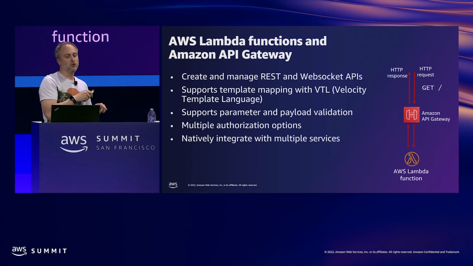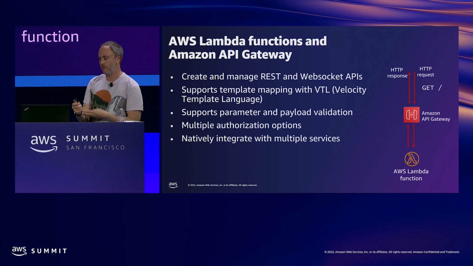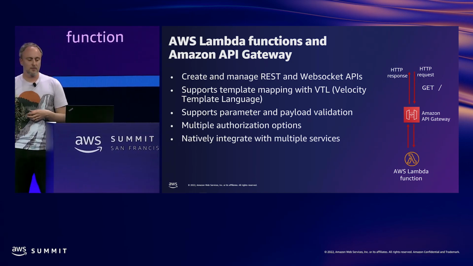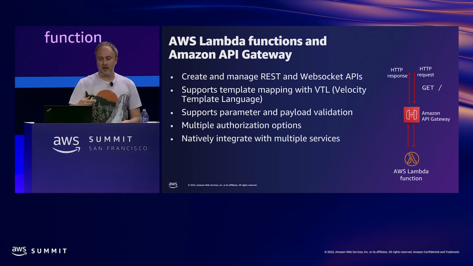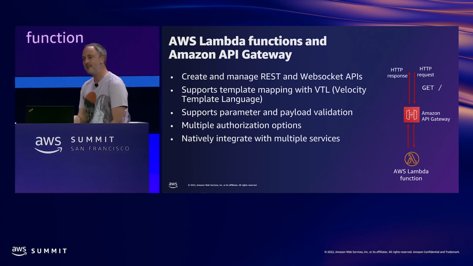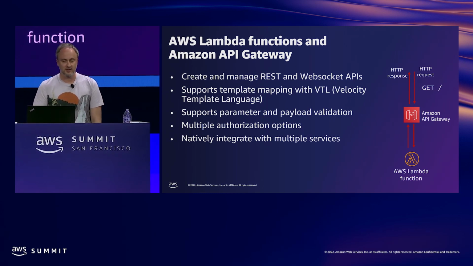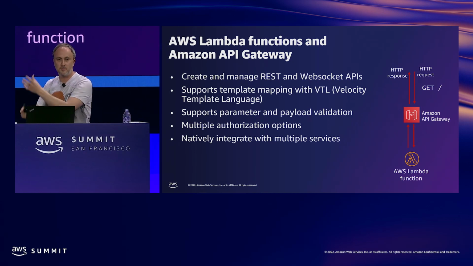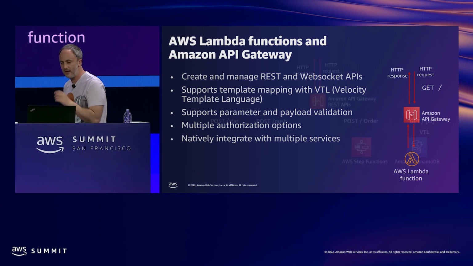Now, this has multiple authorization options with things like Cognito, API keys, custom Lambda authorizers, way more than something like function URLs. This is what I think makes API Gateway the most powerful thing, is that it natively integrates with over 100 other AWS services. So you can go from API Gateway to another service without anything in between, right? Directly giving you access to your AWS stack.